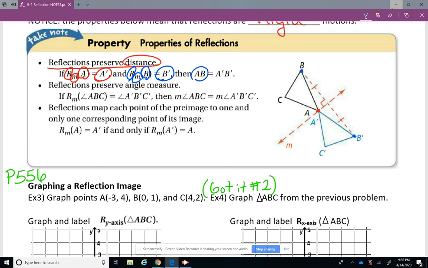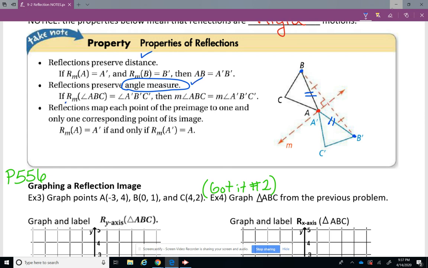So the distance from A to B, I'm just going to do this in blue, is going to be equal to the distance from A prime to B prime. Those are going to be equal. So you know what we usually do when segments are equal, we put a tick mark there. I'm going to put 2 because we already have 1 in this picture. All right, so that talks about how distance is preserved. Now let's talk about how reflections preserve angle measure. Because remember, these are rigid motions. Distance and angle measures are preserved.